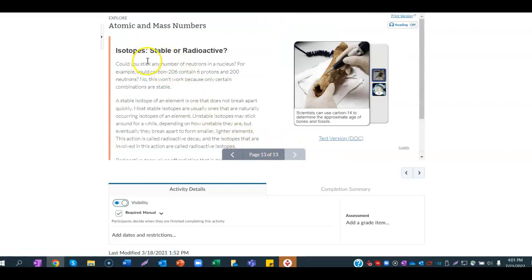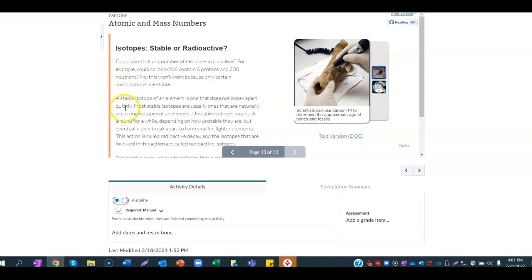And then finally, here's stable or radioactive. Could you stick any number of neutrons in a nucleus? For example, could carbon-206 contain 6 protons and 200 neutrons? No, this won't work because only certain combinations are stable. A stable isotope of an element is one that does not break apart quickly. So that sentence right there needs to go in your notes and as the answer to number 8, the guiding questions. Most stable isotopes are usually ones that are naturally occurring isotopes of an element.